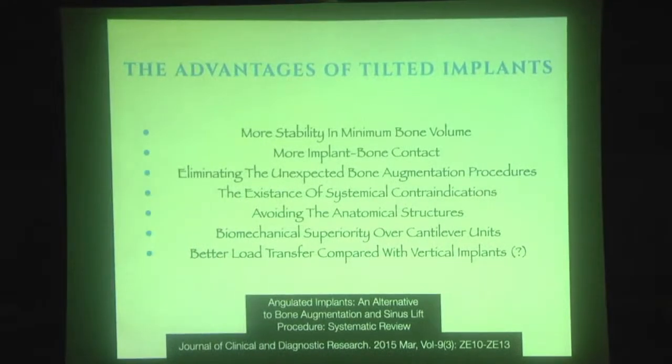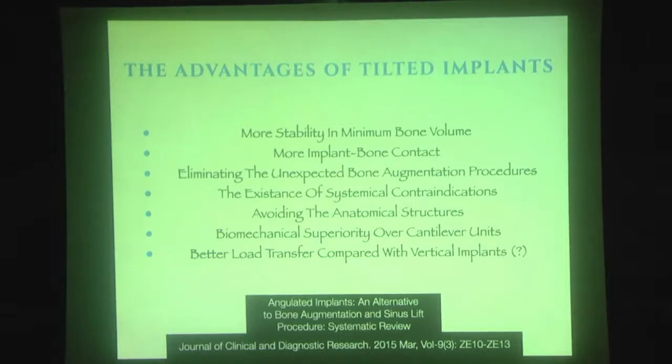So if you have problems placing straight implants due to pneumatized sinuses or lack of bone, then you can choose, if it is not over 25 degrees, the tilted angulated abutment. That means more implant-bone contact, eliminating unexpected bone augmentation procedures and avoiding anatomical structures, biomechanically superior over cantilever units. I don't know what to say about it, but this is a scientific paper, so I've placed it here. And more stability in minimum bone volume.